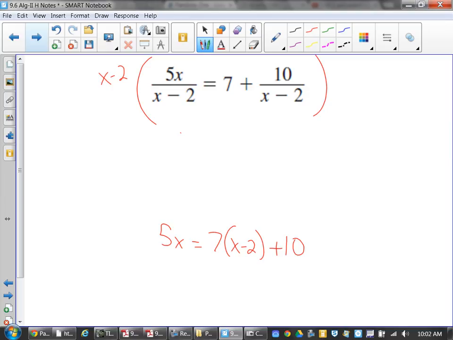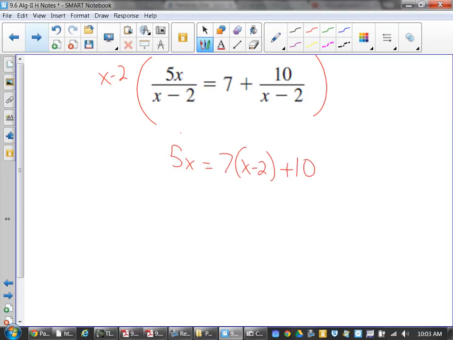Okay? X times 5x over x minus 2. They drop out. This one doesn't have it. It needs it. This one has it. It doesn't need it. Just go. We're just multiplying through quickly. All right? These should be a lot faster than what we did yesterday. You're doing a little bit less work. Okay? Wouldn't you get 5x squared? No. Okay. You're not distributing anything. There's no point. So now you have 5x equals 7x minus 14 plus 10.